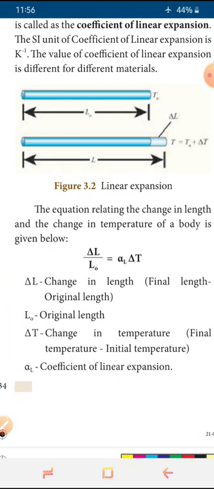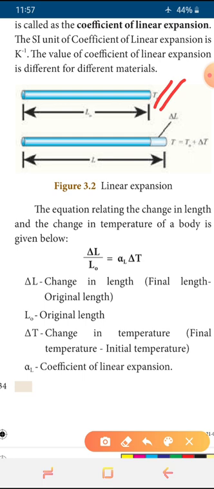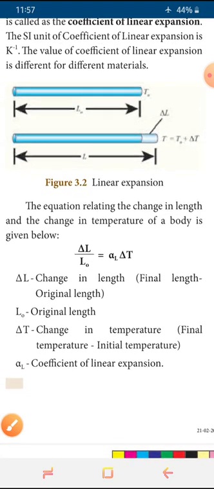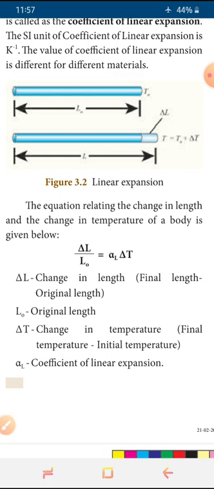Here is some explanation, and see the diagram, figure 3.2. In figure 3.2, the rod at first is at normal temperature. We heat it, and its length increases slightly. This is due to expansion. This expansion happens in a linear way, which is called length expansion, and there is a formula for this. The equation relates the length and the change in temperature. We define delta L divided by L naught equals alpha L delta T. Delta L is nothing but the change in length.